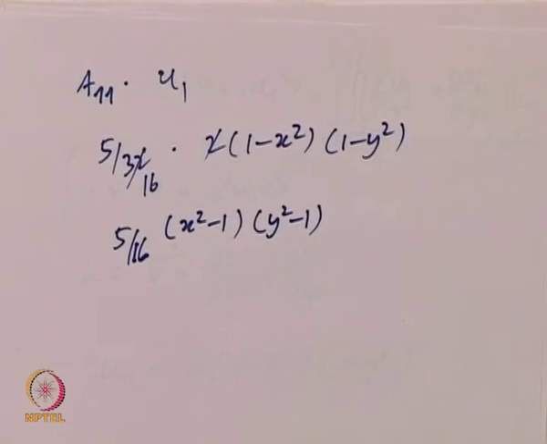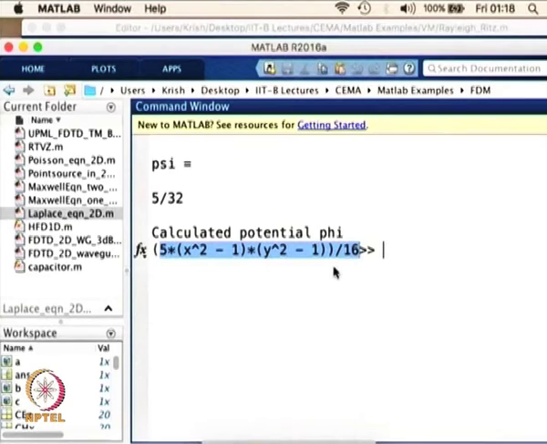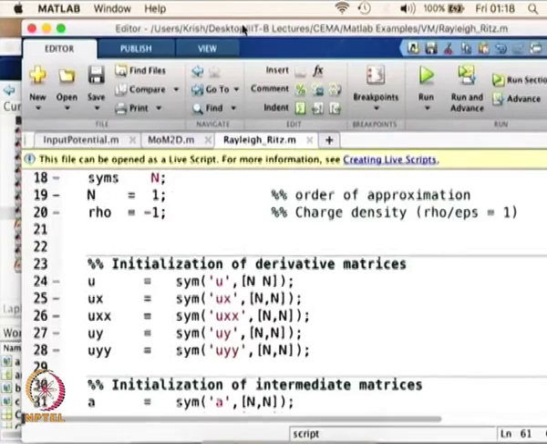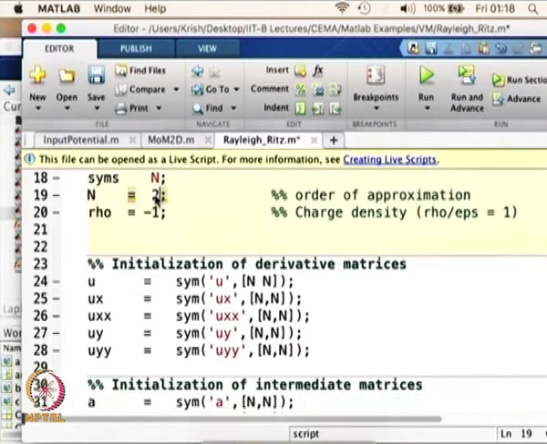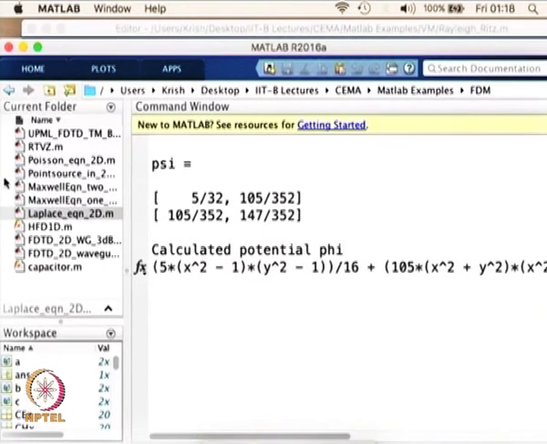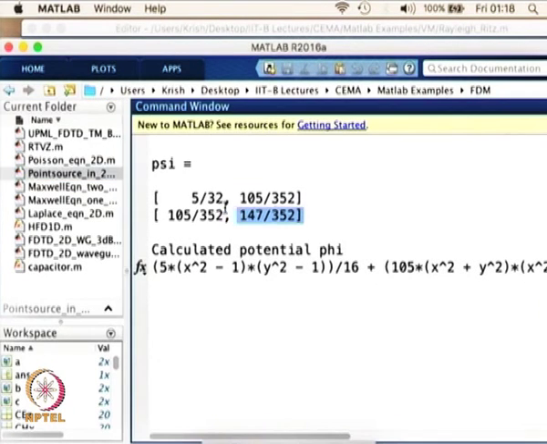So that is the solution that you get on the MATLAB program here, 5 by 16 x square minus 1 y square minus 1. So now let us go and do it for n equal to 2. So for n equal to 2 you will have 4 values in the matrix of A. So we are going to run it. So you will see that there are 4 values.